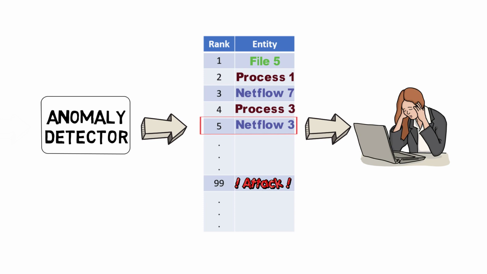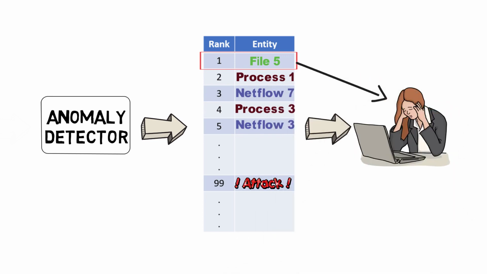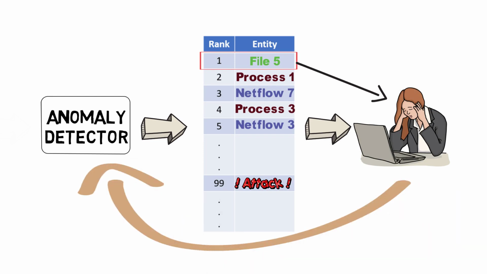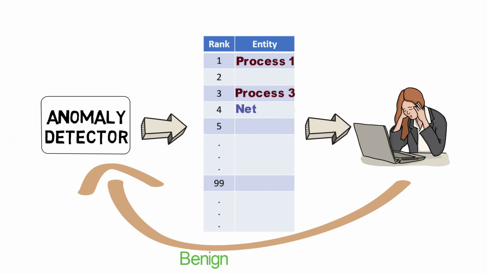To resolve this issue, we incorporate analyst feedback into the anomaly detector after each entity is examined. In this example, the analyst will look at the top entity, which is actually a benign file, and the analyst will give this feedback to the anomaly detector. The anomaly detector will adjust its internal model parameters to produce new scores that would better align with the given feedback. So the ranking will change and the analyst will continue with the new ranking.